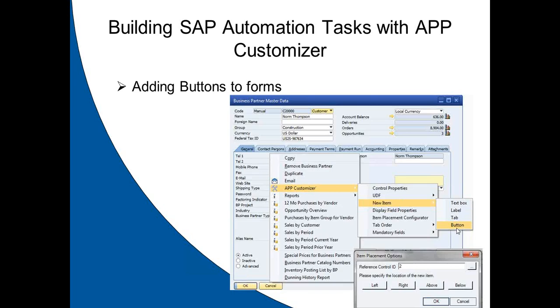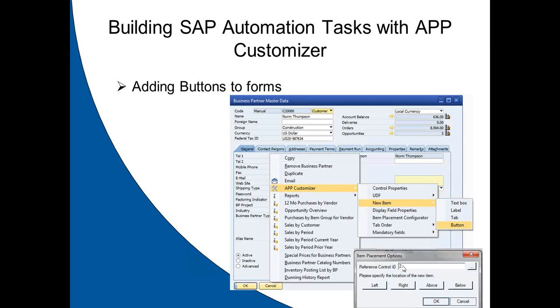Okay, and if we want to place it next to a field, the best way to do this is, instead of right-clicking on the form at the beginning, right-click on where you want to place it. So if I want to place my button to the right of the cancel button, I just right-click on the cancel button, and when I get to the New Item button selection and the item placement options come up, it'll automatically fill in the reference control. If I didn't do that, if I clicked on the form, I could just hit the ellipsis and select the cancel button. It doesn't matter, but it's just a shortcut.